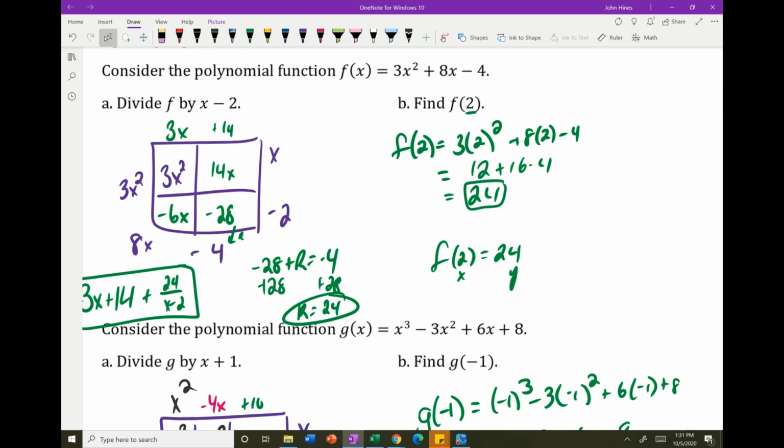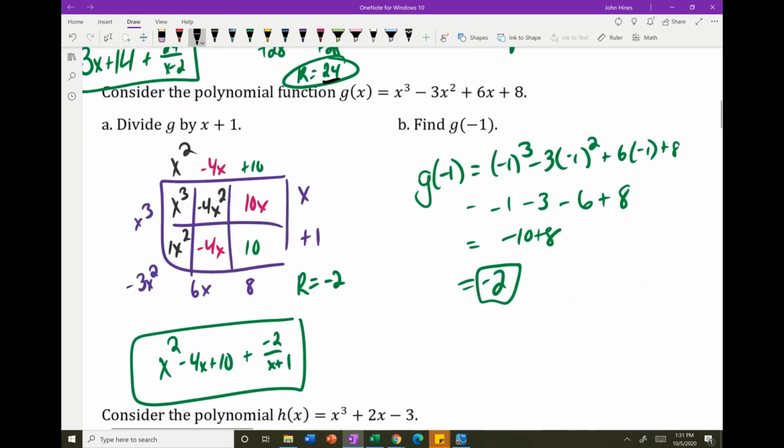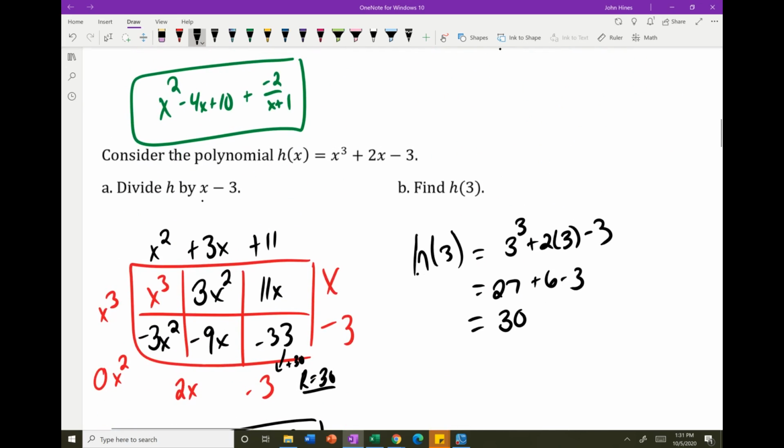When I divided by x minus 2, I had a remainder of 24. When I plugged in a positive 2, it equaled 24. When I divided by x plus 1, I got a remainder of negative 2. When I plugged in a negative 1, not x plus 1, when I plugged in a negative 1, I got negative 2. When I divided by x minus 3, I got a remainder of 30. So when I plug in a positive 3, I got a value of 30.